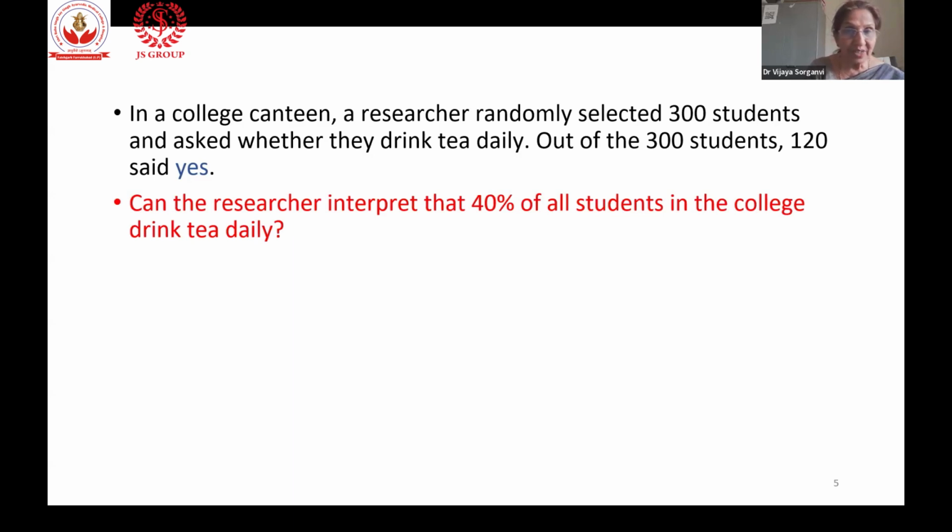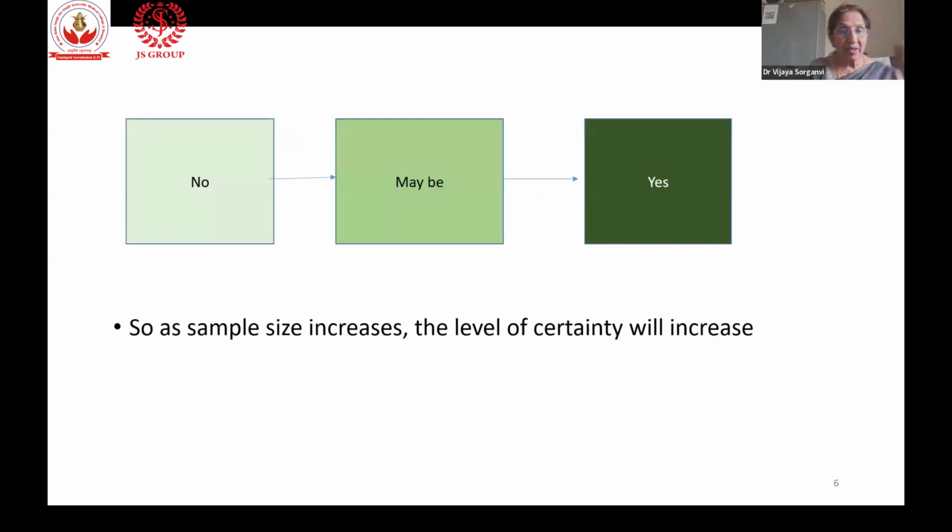So the answer here is yes, because he has taken a large sample, and in that 40%, whatever be the proportion of people taking tea, that only he is going to test. But he has taken a large number of subjects in his study. So this concludes that when our sample size increases, the level of certainty will increase.